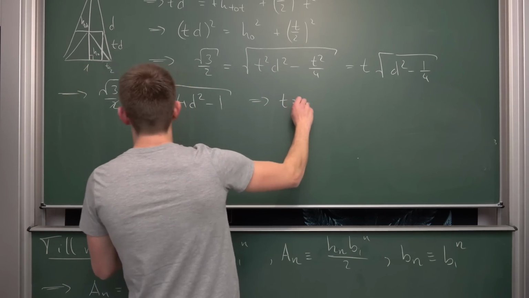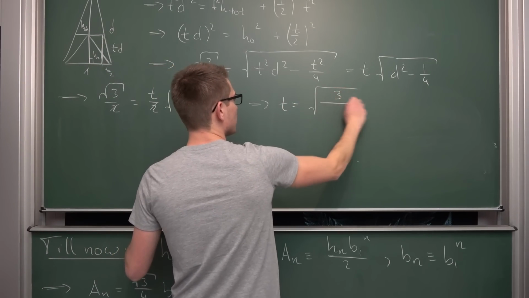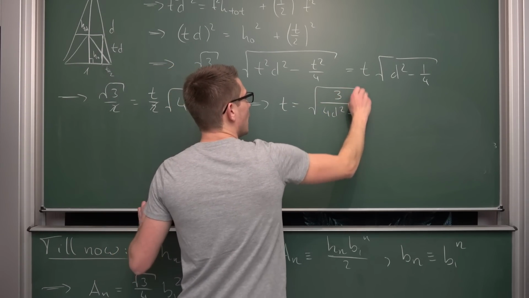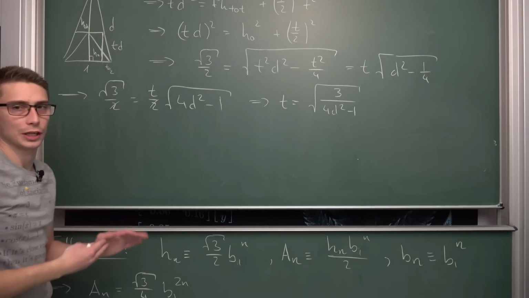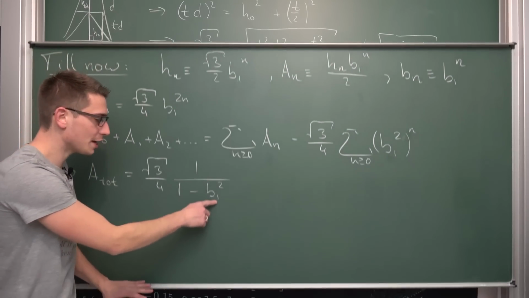We have that t is hence nothing but, taking the square roots together, square root of 3 divided by 4d squared minus 1. Whew, there was a lot of talking. Now we know what t is, but how does that help with B1 that we're having here?